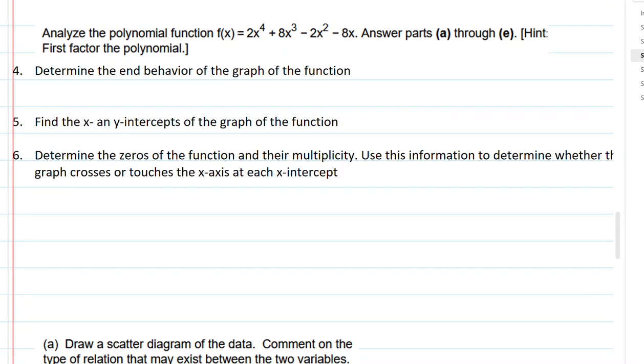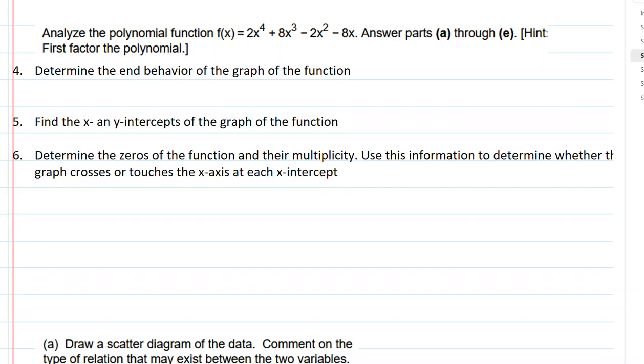Analyze a polynomial. f of x equals 2x to the fourth plus 8x to the third minus 2x squared minus 8. Now we notice this is 4 terms. You can do grouping. See that? It's visible, yes? Okay. And we can use a calculator by all means.